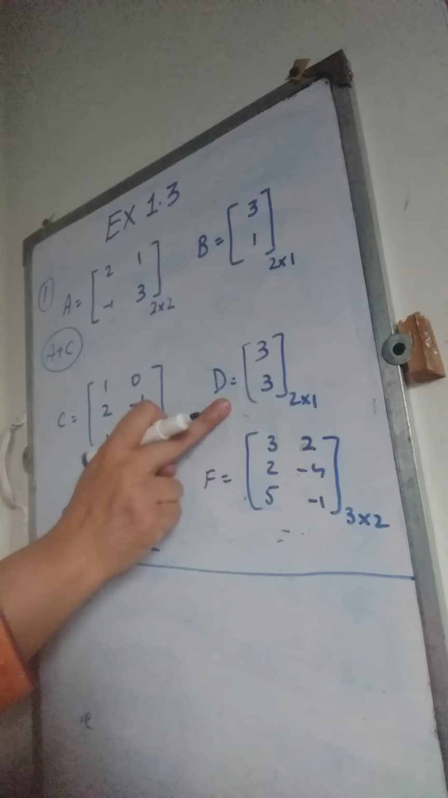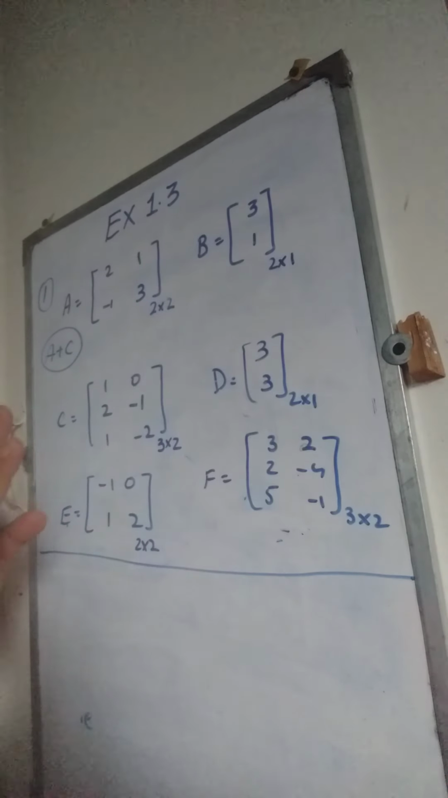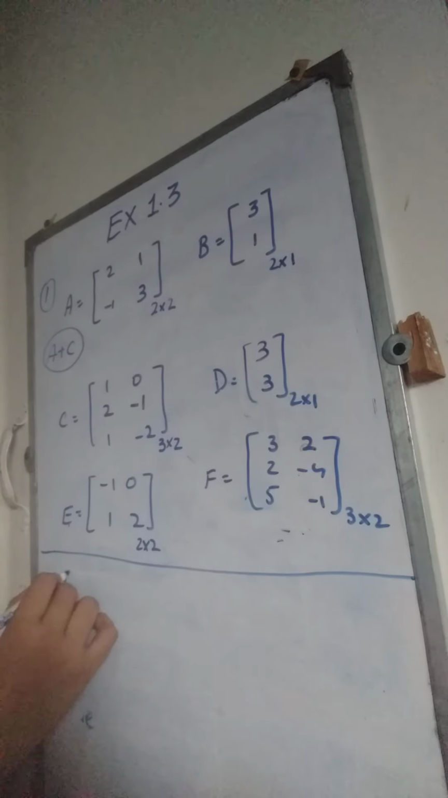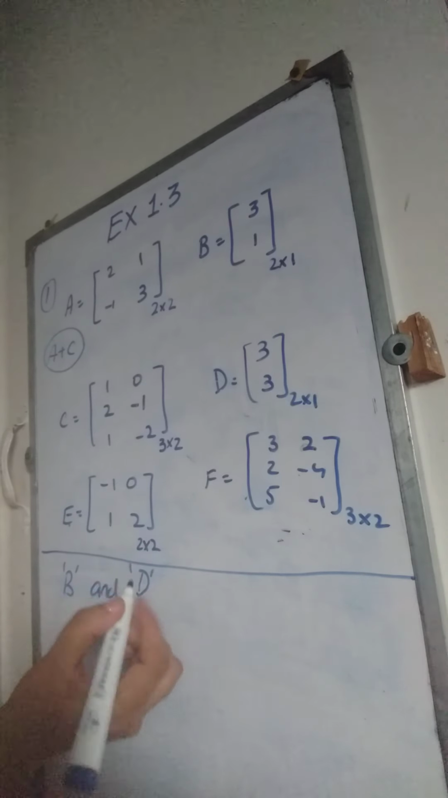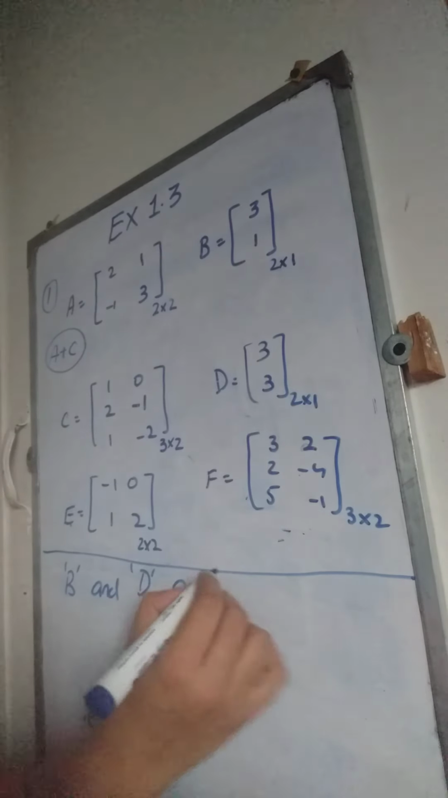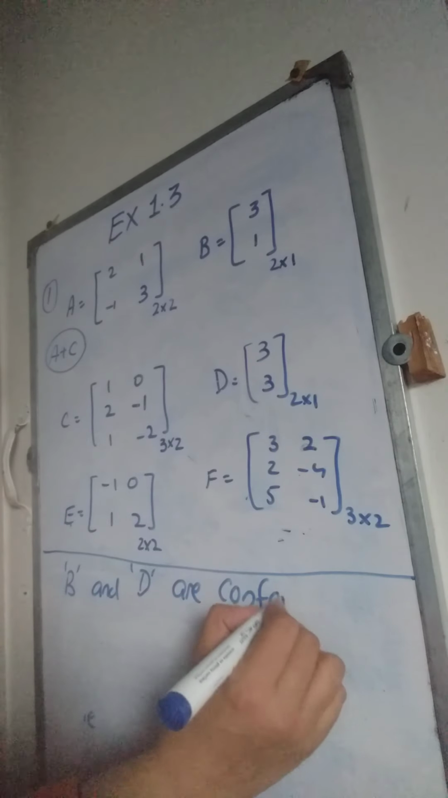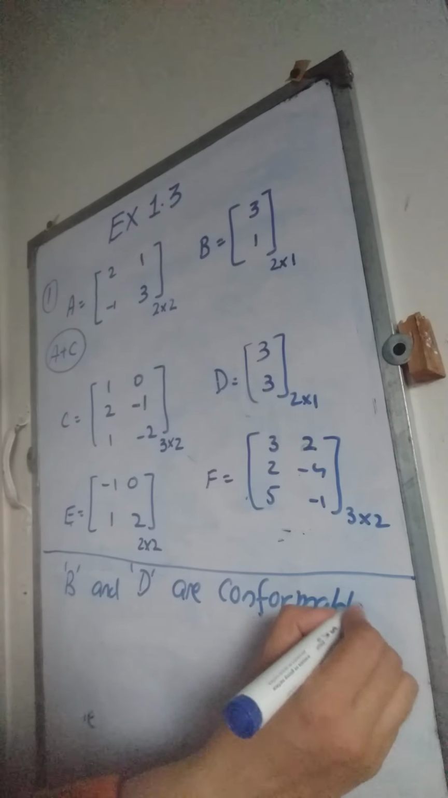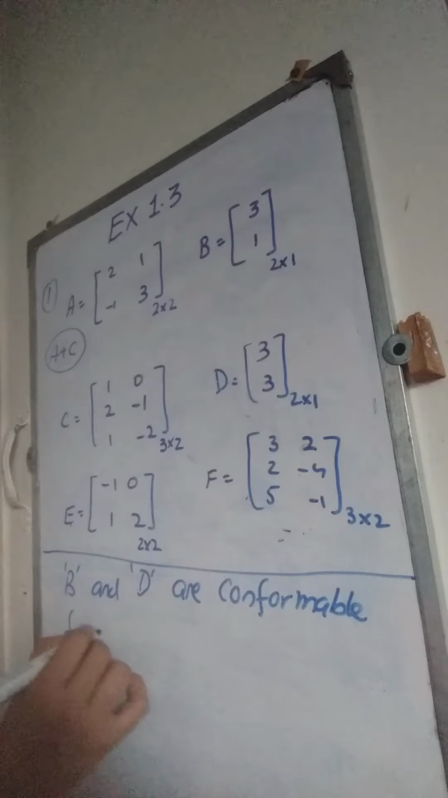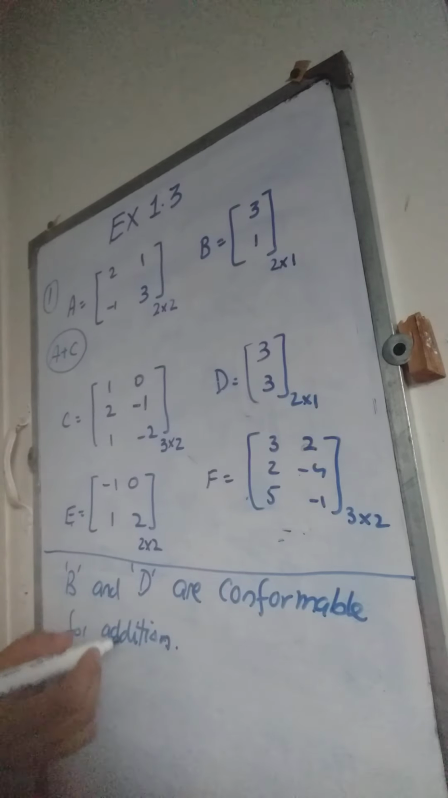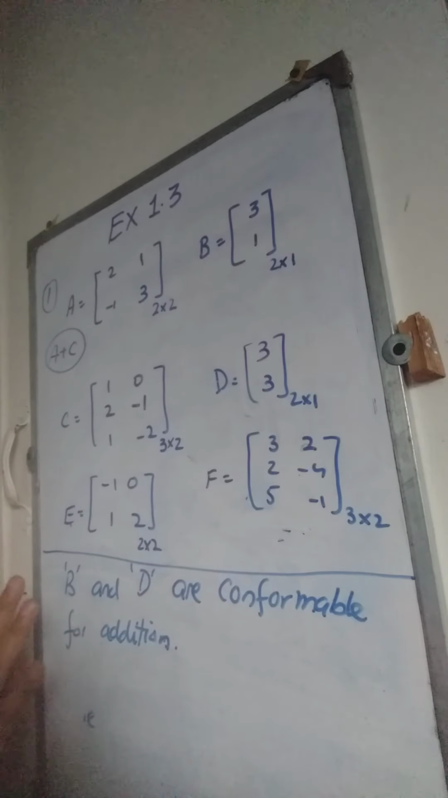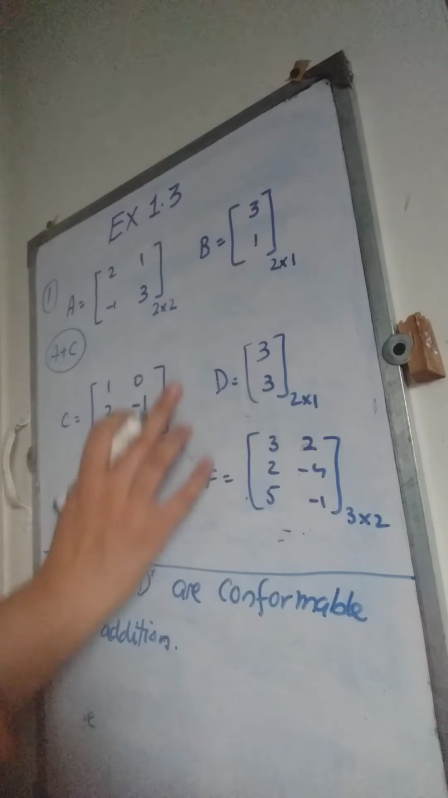Now B has the same order as D. So B and D can be added, or in other words, they are conformable for addition. B and D are conformable for addition.